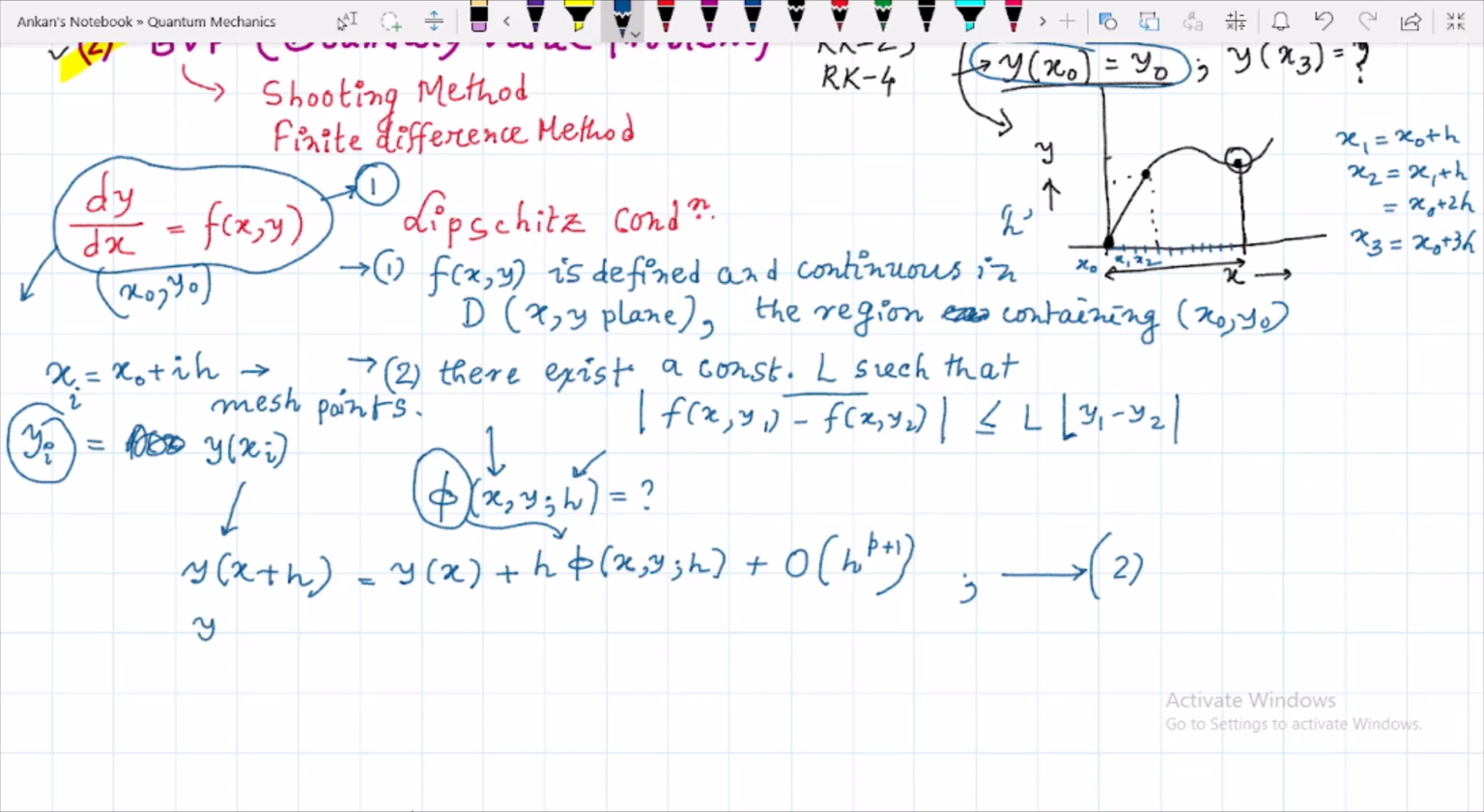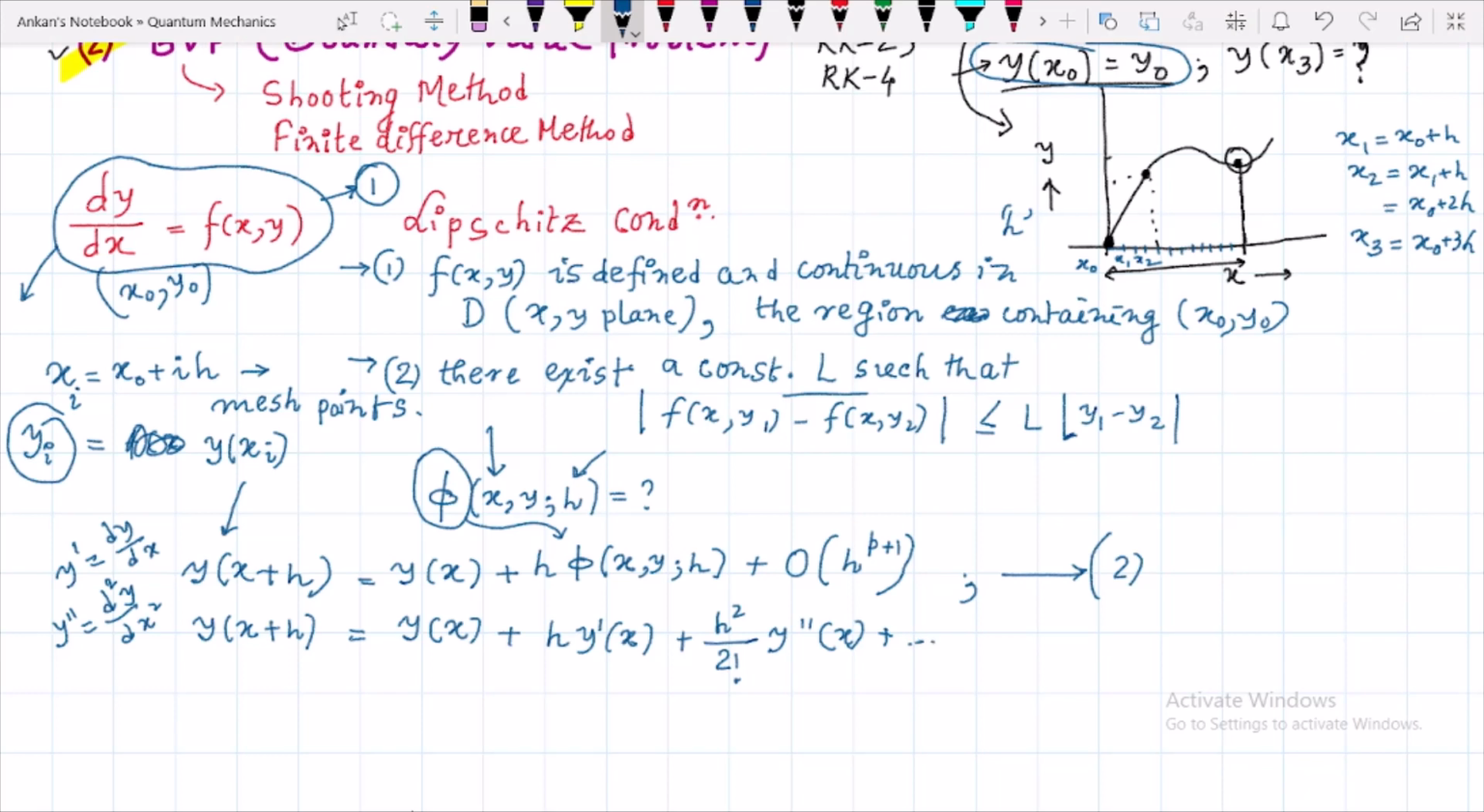But we know by Taylor series expansion that the value of y(x plus h) is nothing but y(x) plus h y prime(x). Y prime means simply dy/dx, and y double prime means d2y/dx2. You are well known to this. So y(x plus h) equals y(x) plus h y prime(x) plus h squared divided by 2 factorial y double prime(x) and so on, higher powers.